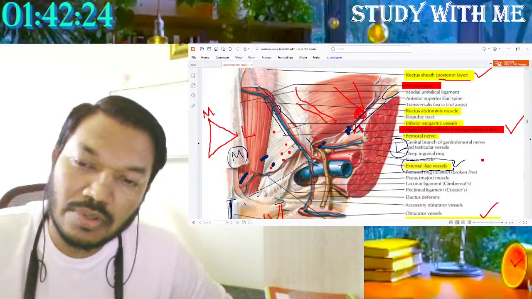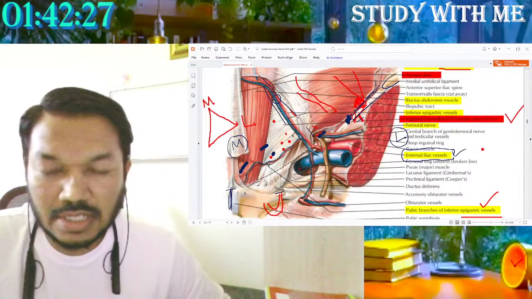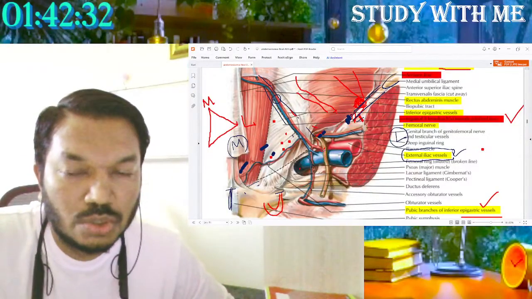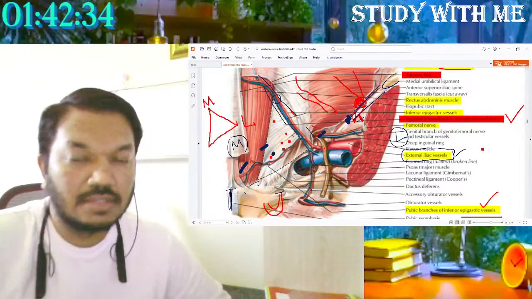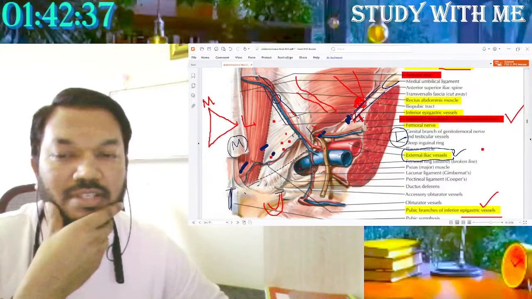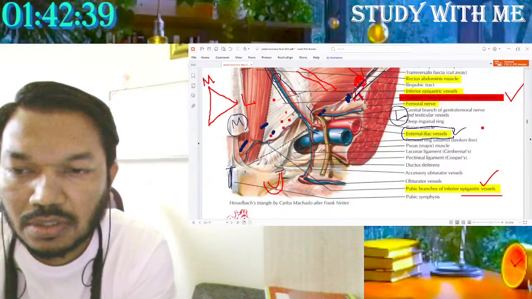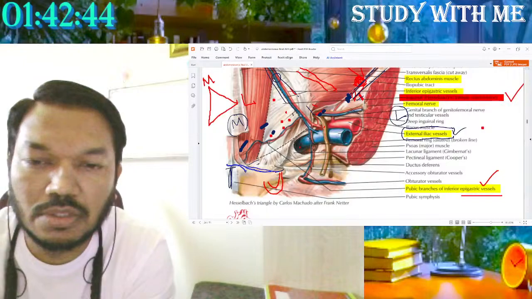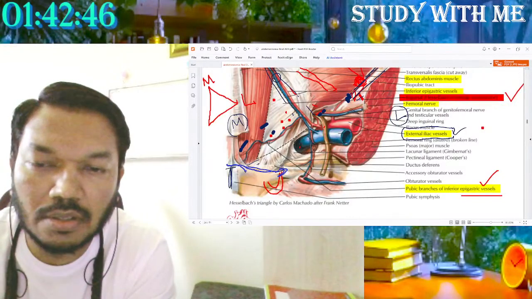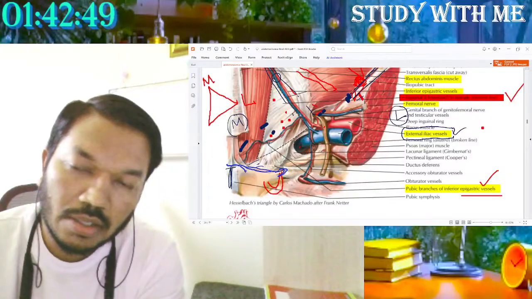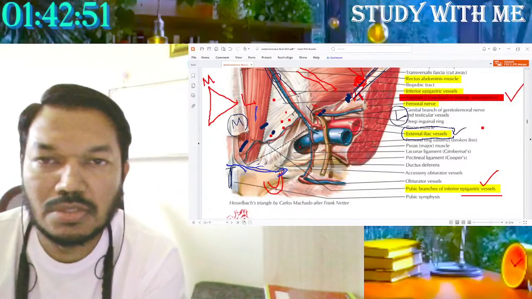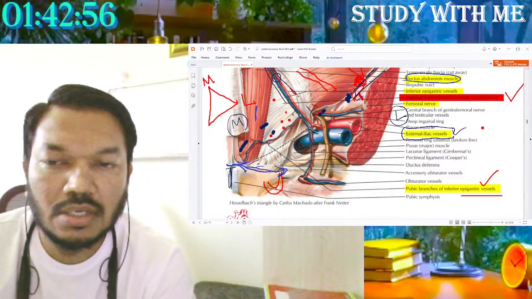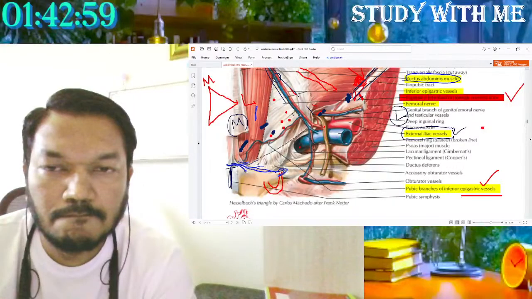Now, this is the anterior view. You are observing someone who is standing in front of you, whose skin, superficial fascia, and Camper's fascia have been removed, and now you have the vessels. This is the pubic tubercle, the pubis bone. And this muscle is the rectus abdominis muscle. It is joining with the bony pubis.